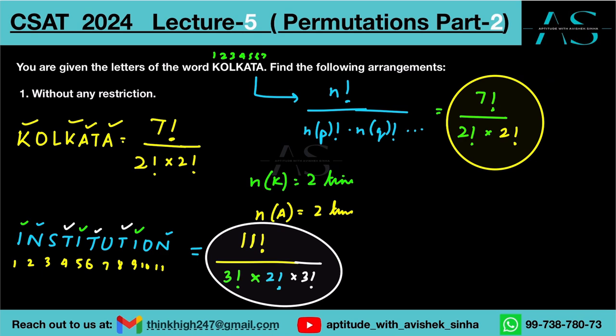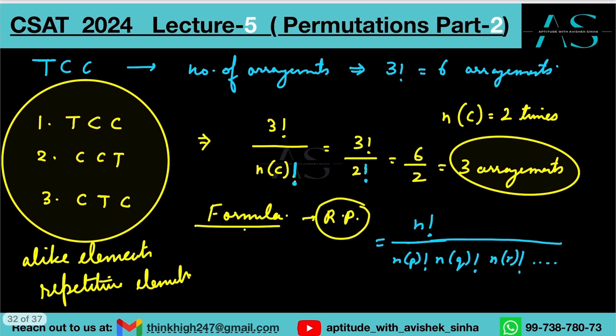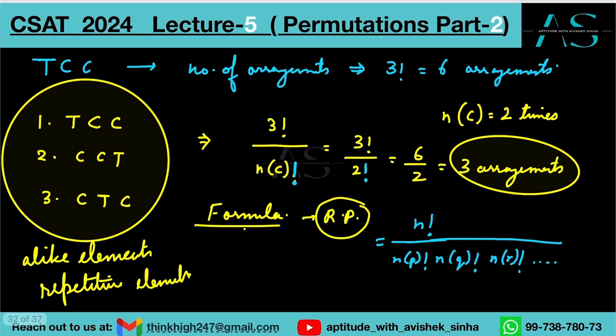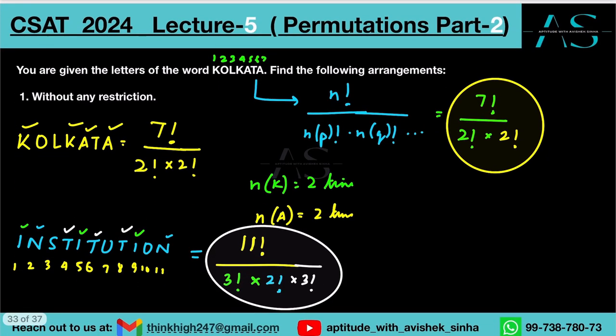In that case, we tend to use this formula. I've already given you the formula and I've explained how this formula gives us the correct answer with the help of this basic example of TCC. Alright. So it tends to omit all those arrangements that are repetitive in nature. Okay. I hope you are following this. The formula is clear to everyone with the help of this formula.